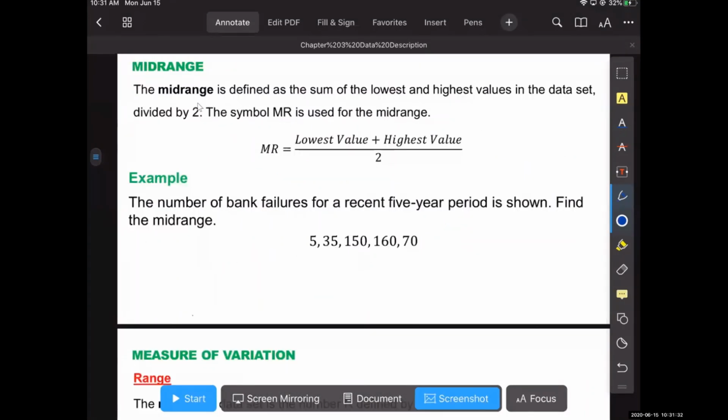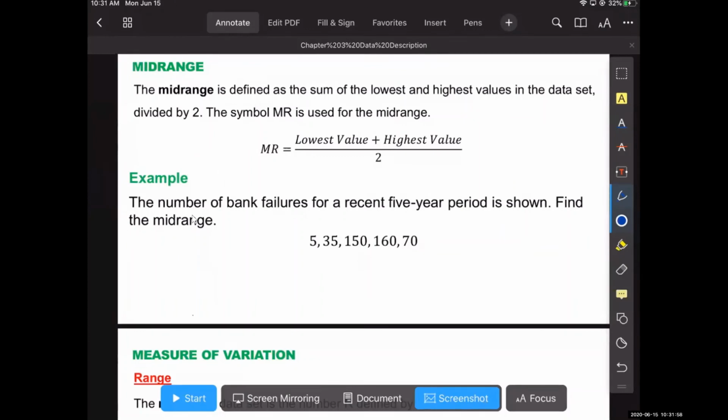Okay, next we are studying is the mid-range. Mid-range is defined as the sum of the lowest and the highest values in the data set, and we divide that by 2. Or you can say it is the average of the highest and the lowest value. Mid-range, we write like this, MR for mid-range. And this is the formula. Mid-range is the lowest value plus highest value divided by 2.